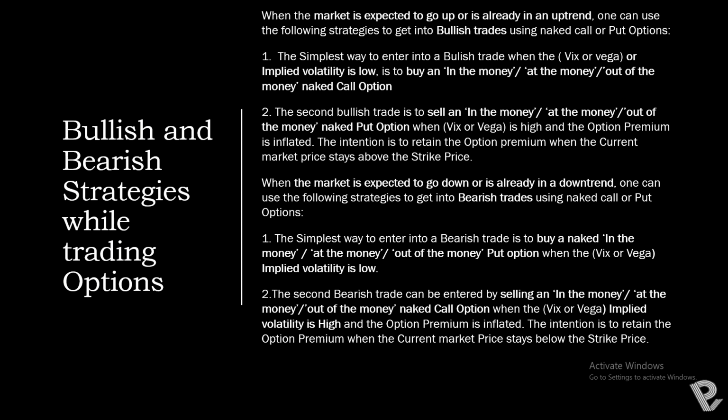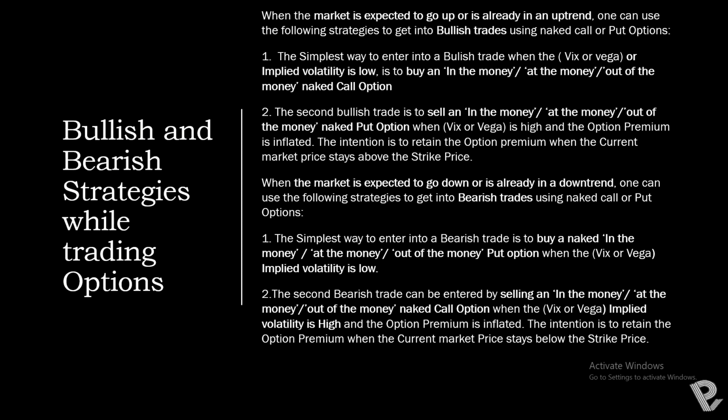The choice of buying an in the money or at the money or out of the money naked call option determines the probability of the success of the trade and also the profit of the trade. This part we will address when we start implementing the strategy. The second bullish trade is to sell an in the money/at the money/out of the money naked put option when the VIX or Vega is high and the option premium is inflated. The intention is to retain the option premium when the current market price stays above the strike price.